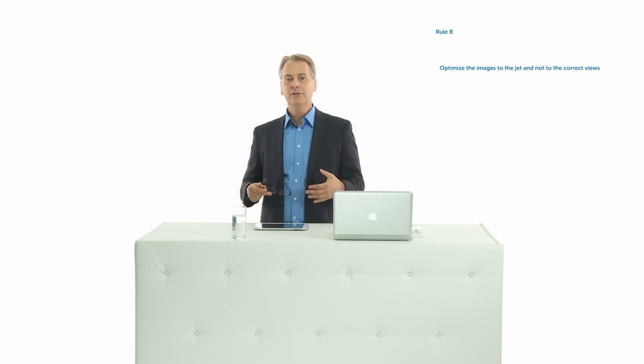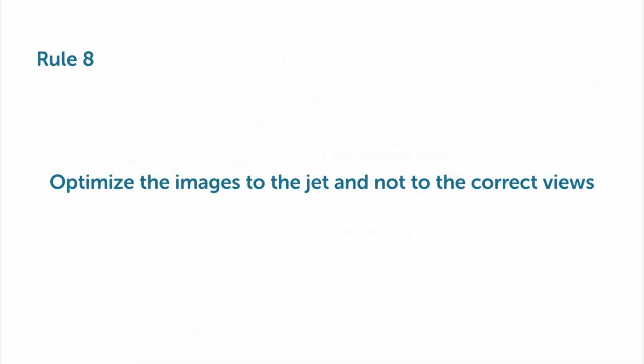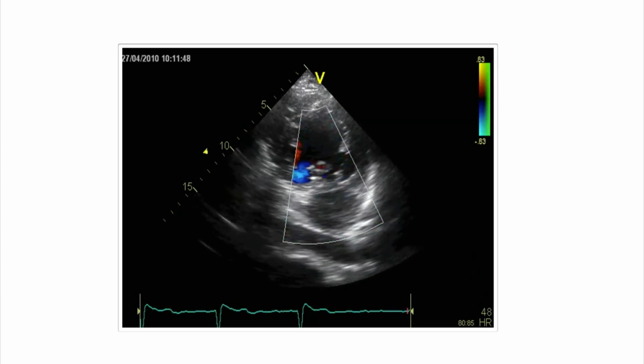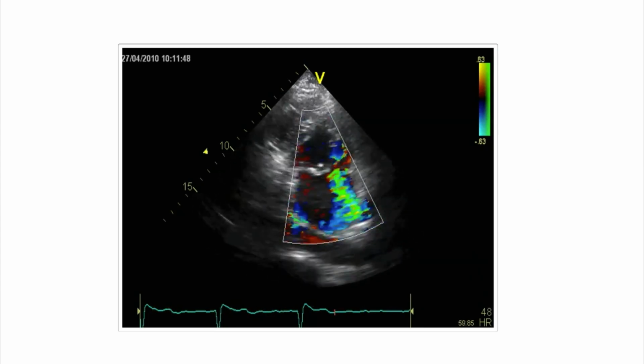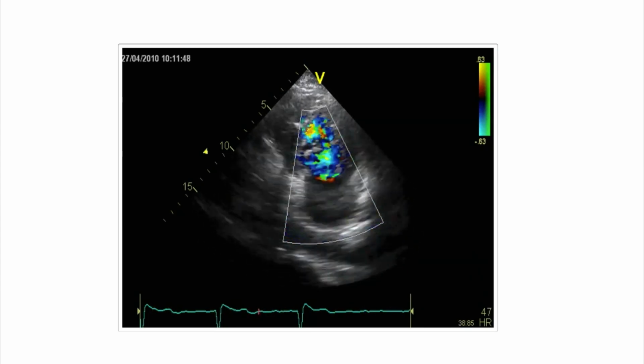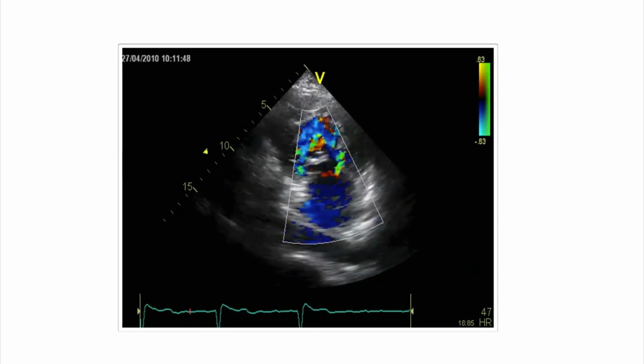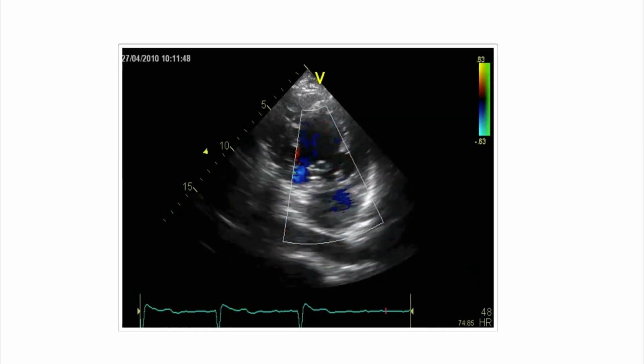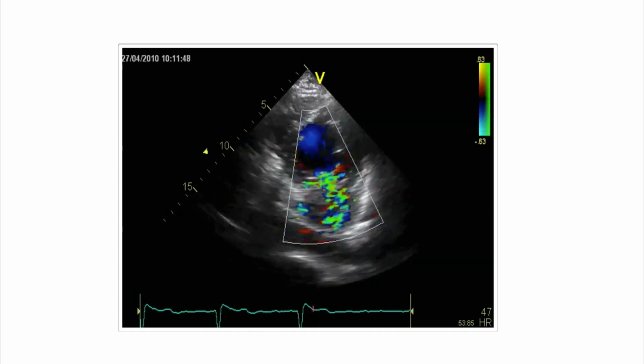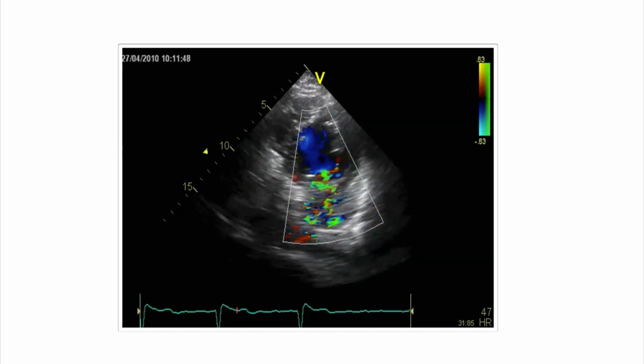As you saw in the demo, we move away from the standard view for a very good reason. Simply because we have to image the mitral regurgitation jet according to where it is and not where the standard views are. And this is exactly rule number 8. Optimize the image to the jet and not to the correct view. Now, this is neither a 2-chamber view nor a short axis view. It's somewhere in between. And we're imaging it because that's where the jet is. You see that it's very eccentric and it's severe. We would probably not detect the full extent of the jet if we used only the standard views.